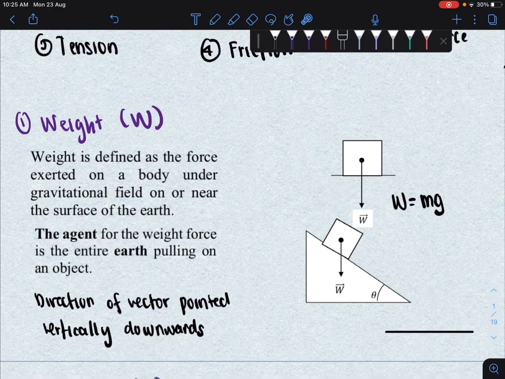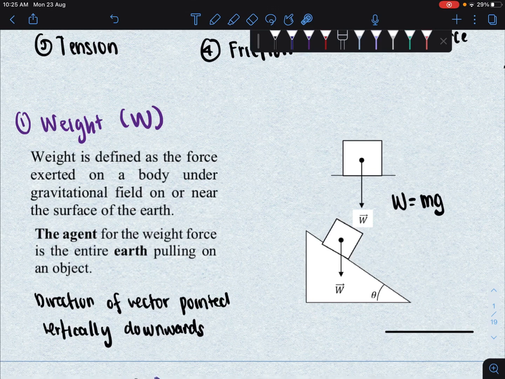So any object that you put on the earth or near the earth is going to experience that gravitational field. So under that gravitational field, you're going to exert a weight force. So the agent here is the earth. As long as there is an object placed on the earth, we will have a weight force. So almost everything here has this weight force, because we are on the earth, and the earth has a gravitational field. So you have mass and you're going to experience a weight.